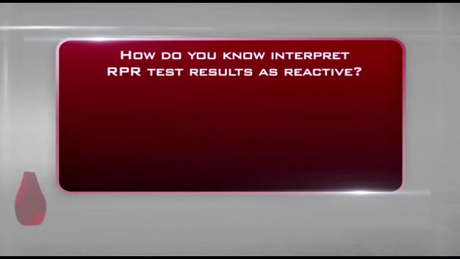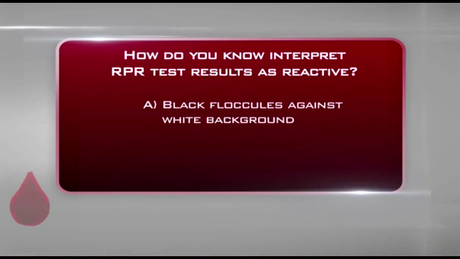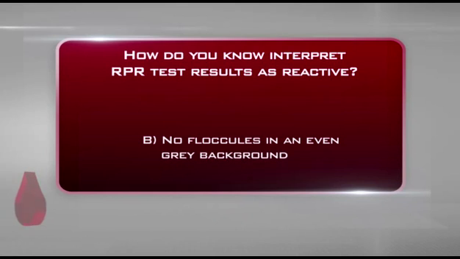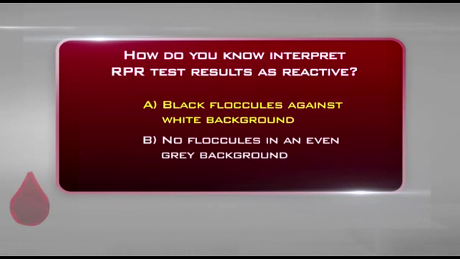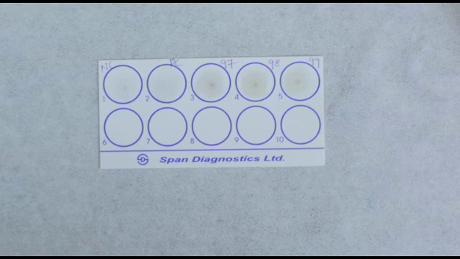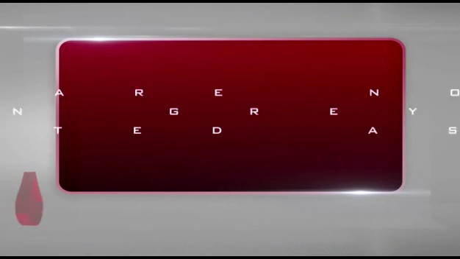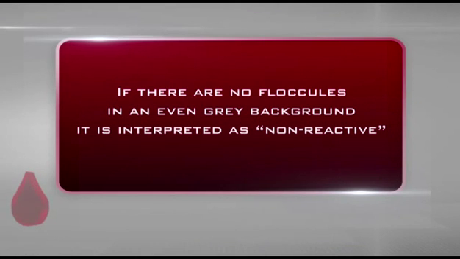How do you interpret RPR test results as reactive? A. Black floccules against white background. B. No floccules in an even grey background. Yes, the correct answer is A. Black floccules against white background. If large or medium black floccules are seen against a white background, it is interpreted as reactive. If there are no floccules in an even grey background, it is interpreted as non-reactive.